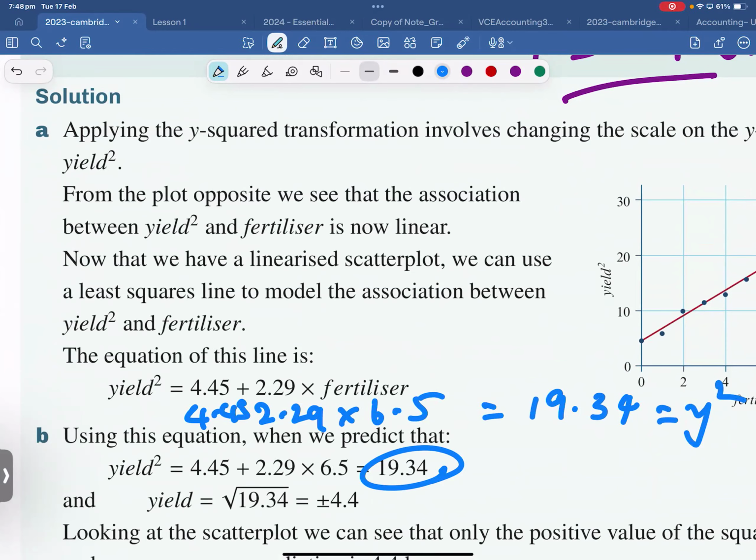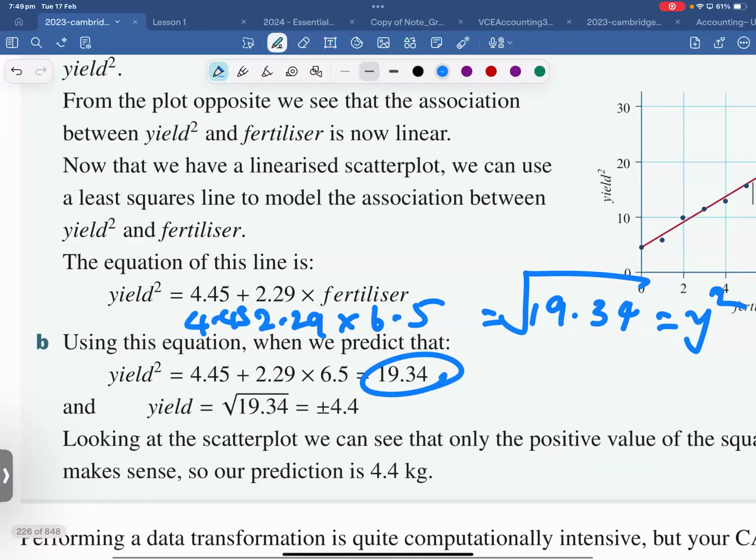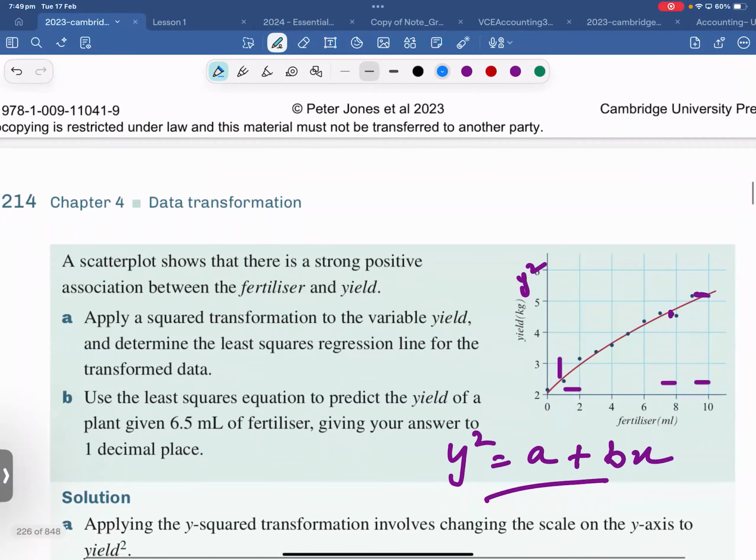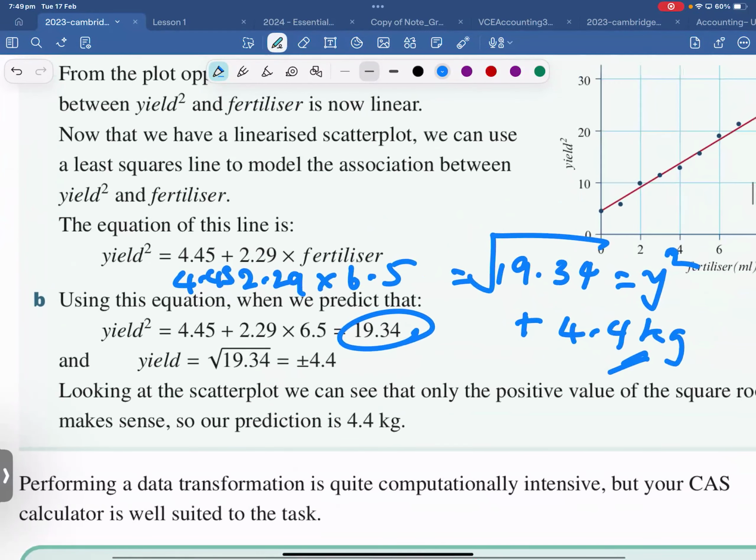19.34 is equal to y squared, meaning, how do we calculate the y then? You have to root it. Okay, we have to root it. Then we'll get either plus or minus 4.4, but yield can't be a negative value, so it should be positive. So 4.4 kilos of yield. Our harvest is 4.4 kilos for 6.5 milliliters of fertilizer.